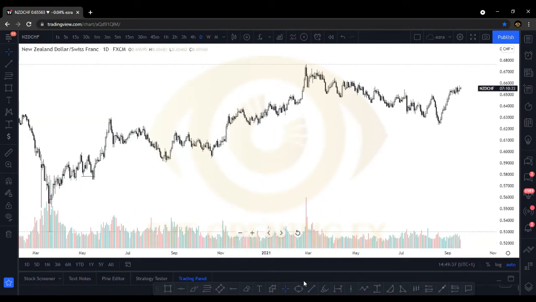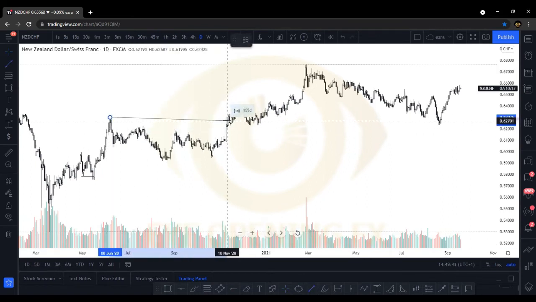Now, you understand that here we have a break of structure to the upside within this formal range.